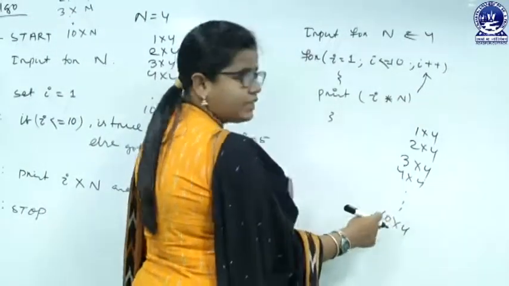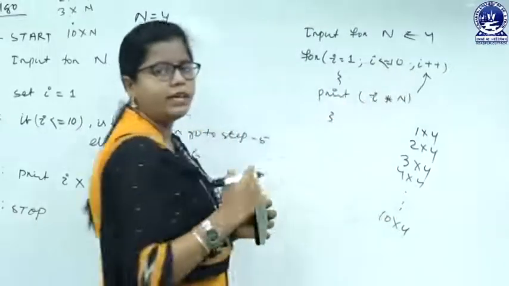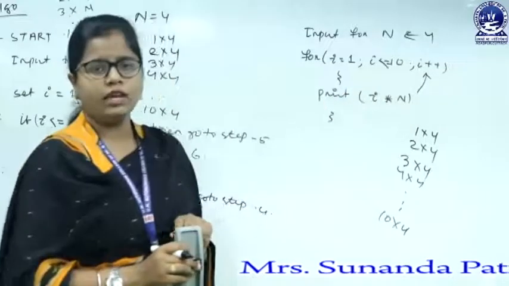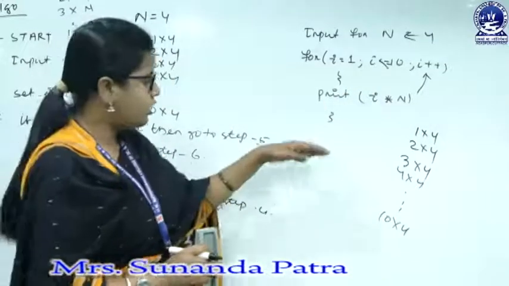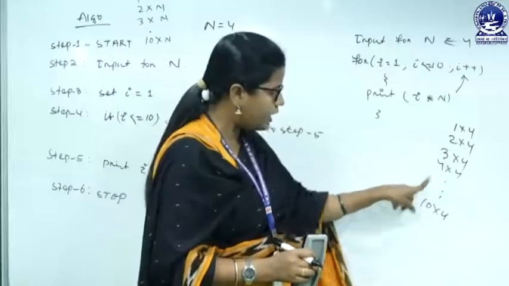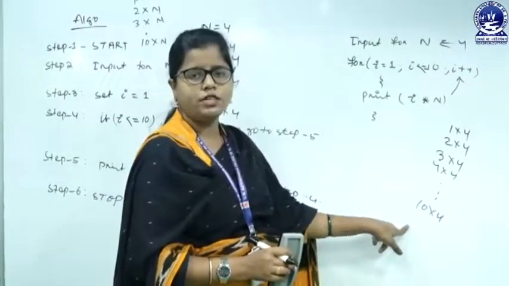And once it is 10 into 4, the I value will get incremented and I will be 11. 11 less than or equal to 10, that is false. Then we will stop here. When we stop here, we have already printed the multiplication table for 4.